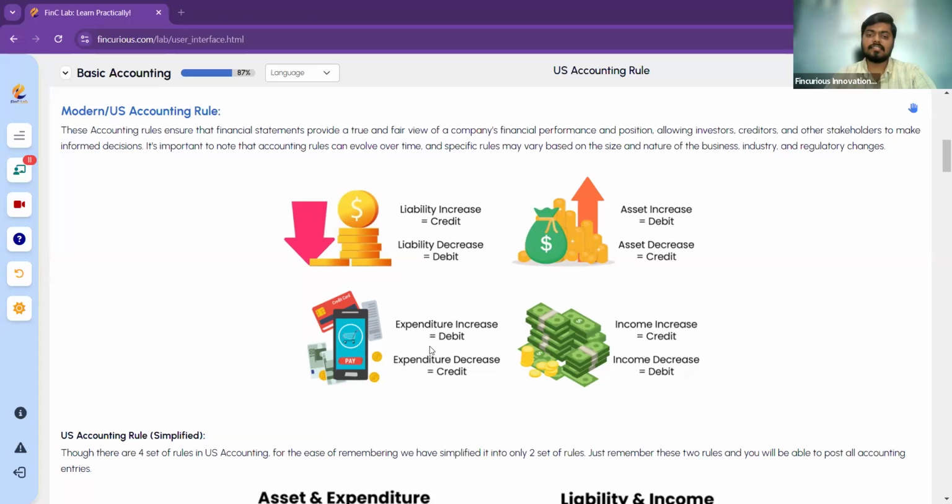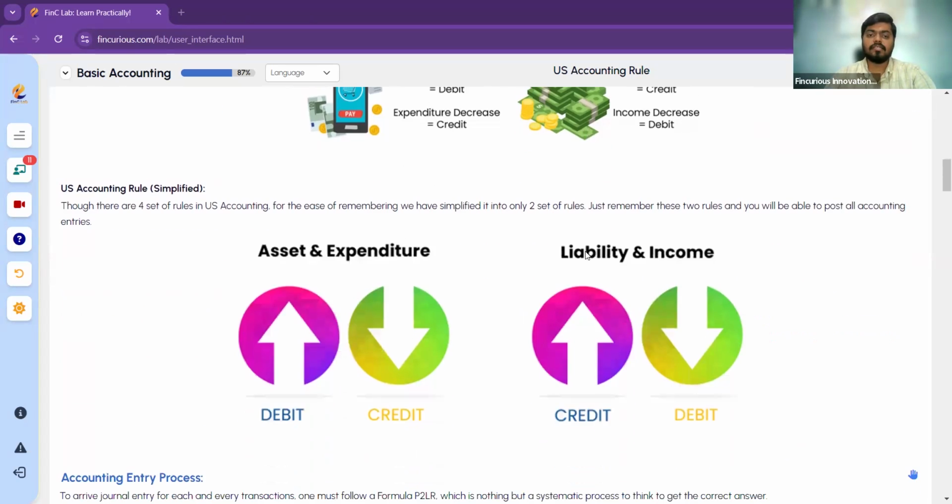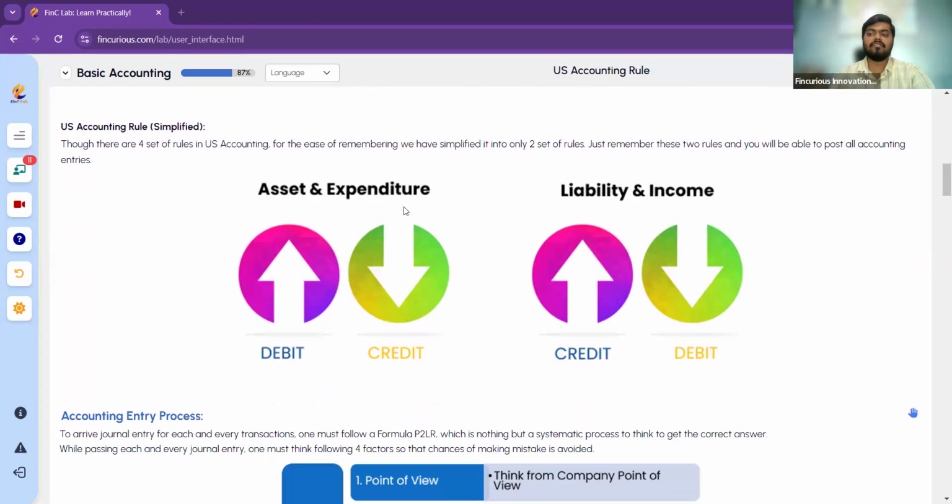Then what about asset and expenditure? You can see the same scenario here also. Asset increases, debit; expenditure increases, debit. Asset decreases, credit; expenditure decreases, credit. To simplify it, we can say like this: if asset and expenditure are increasing, we need to debit it. If asset and expenditure are decreasing, we need to credit that particular account. Then what about liability and income? The vice versa. If it is increasing, we need to credit. If it is decreasing, we need to debit.